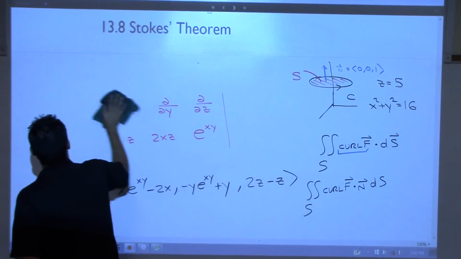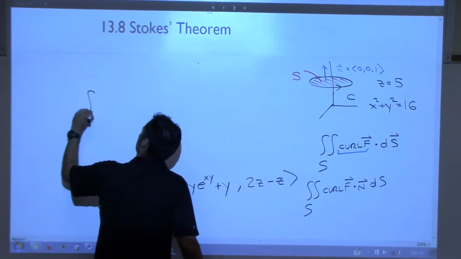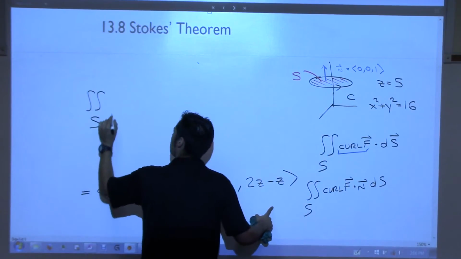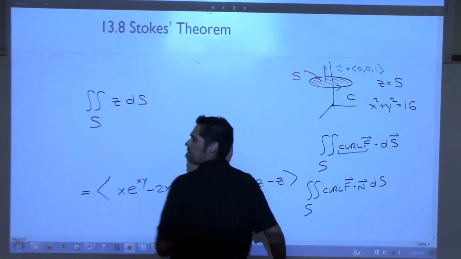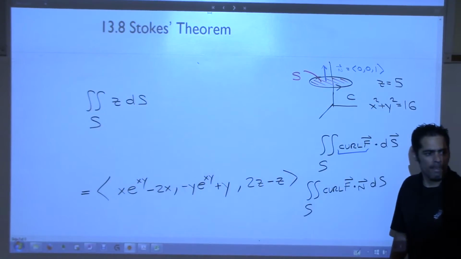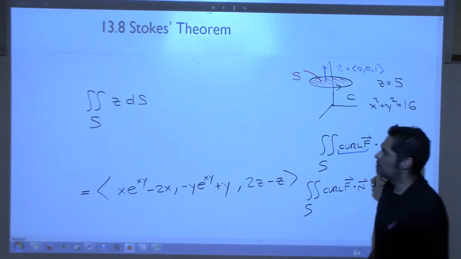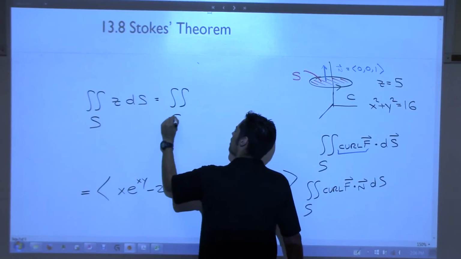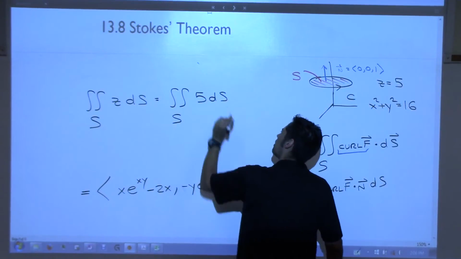So we have the double integral over S of, what did you say? Z dS, that's it. But what was Z? Z was 5, wasn't it? Z was 5. So double integral over S of 5 dS.